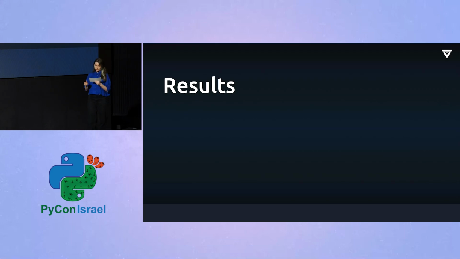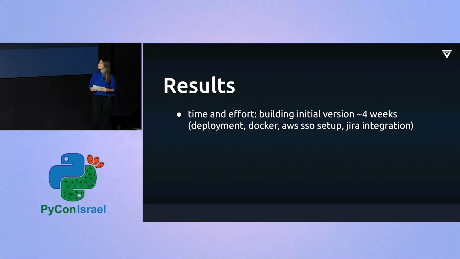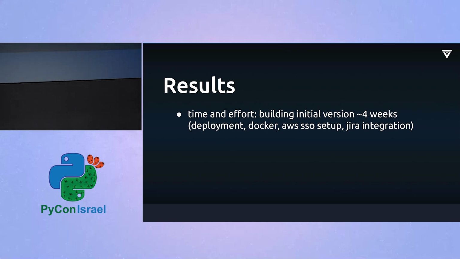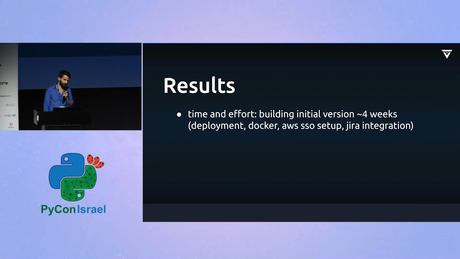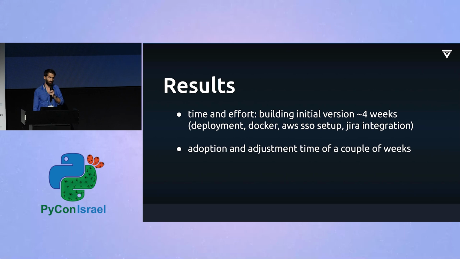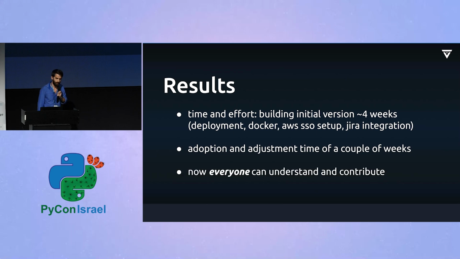So, results. What are the results of Machina? Basically, as far as time and effort goes, it took about 4 weeks to complete the first version of Machina, which had all the basic integrations we defined as minimum, which was deployment, Jira, and some others. As far as getting accustomed to it, the dev team getting accustomed to the new tool was very quick and easy, and within a few weeks, everybody was using Machina and not missing the previous solution anymore.